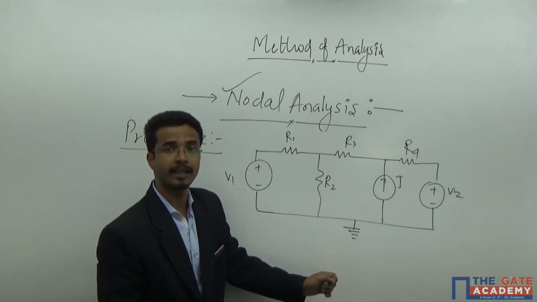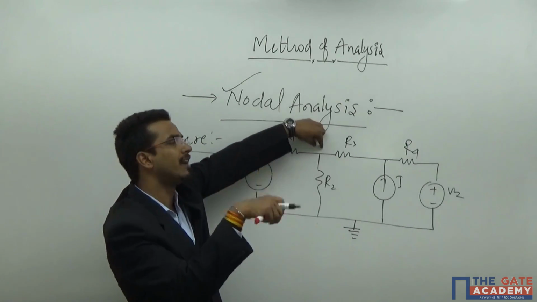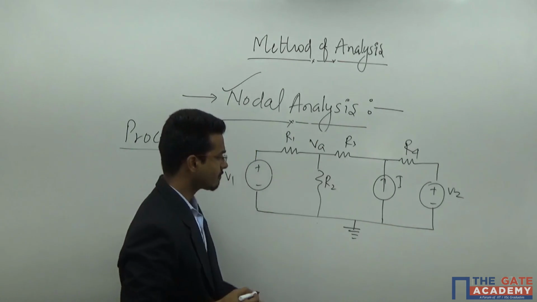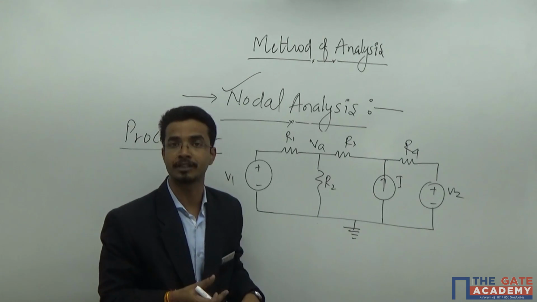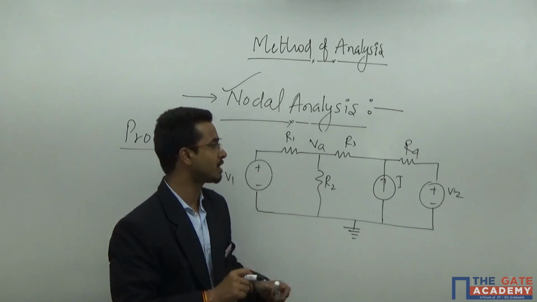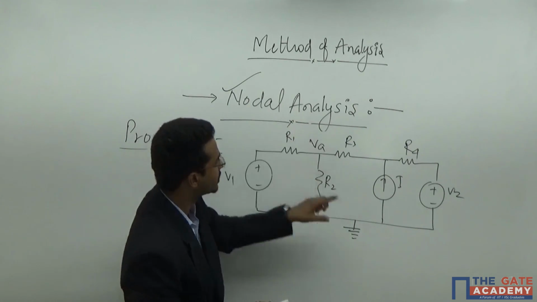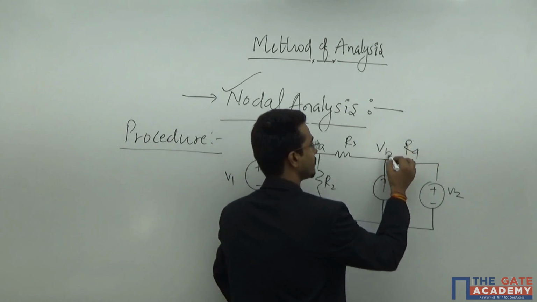ground. Then only I can claim that this is at a particular potential, like VA with respect to ground. Otherwise I have to talk about the voltage difference. I cannot tell the exact potential at any point without ground. That means if it is VA, it is with respect to ground. Similarly, here I will assume that it is VB.